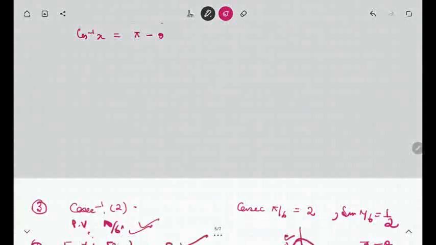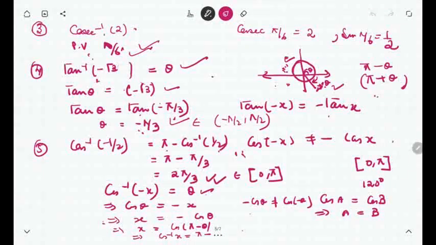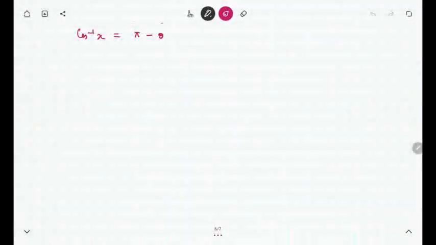Cos inverse x is pi minus theta. And if you remember, theta is cos inverse minus x. So you can write theta is equal to pi minus cos inverse x. And what was your theta, if you remember? Cos inverse minus x we have taken. So this is equal to pi.